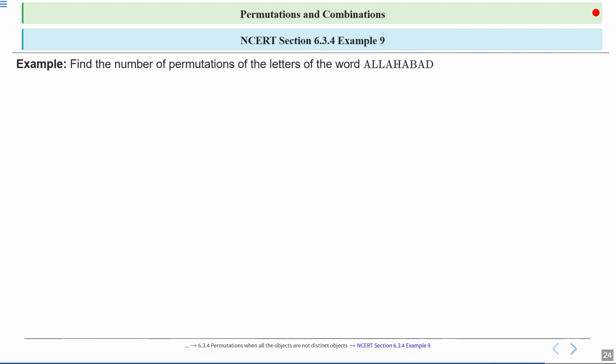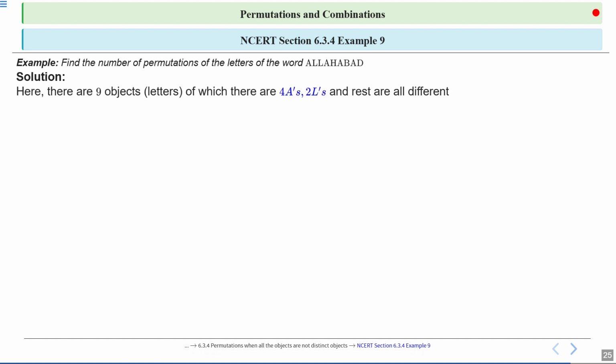Now let's look at another example. In this example we have to find the number of permutations of the letters of the word Allahabad. Okay, so let's see how to solve this example. So look here. We have to find the number of permutations of the letters of the word Allahabad. Okay. Here there are 9 objects, of which there are 4 A's and 2 L's, and the rest are all different in the word Allahabad.